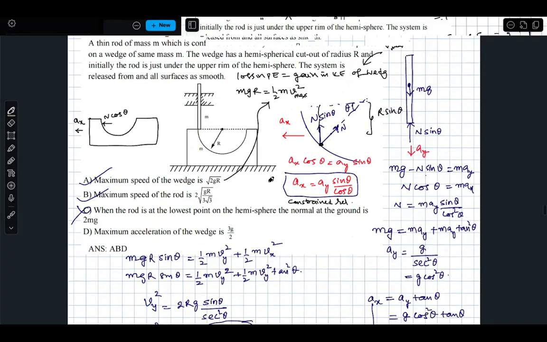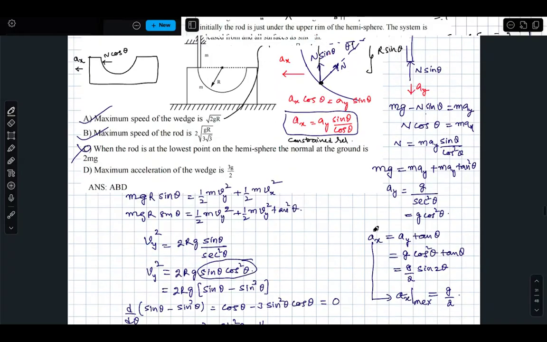And I have obtained the expression for AX. You can see here these steps. I used this relation in this. I got AX. AX is AY tan theta, which can be written as g cos squared theta tan theta, which can be written as g by 2 sin 2 theta. So I got the maximum acceleration as g by 2, but actually they have given it as 3g by 2. So therefore, D is not the correct answer on the basis of my calculation.